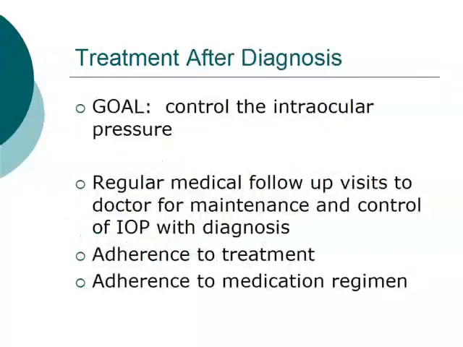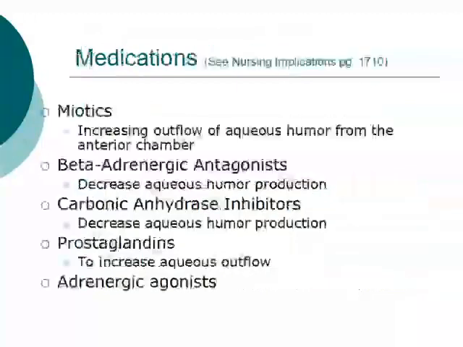The overall goal is to control the intraocular pressure and bring it back to a normal value. The way that's going to be done is through regular medical follow-up visits to the doctor, and making sure the patient is following through and being compliant with taking the eye drops and those types of things so that the patient does bring down that pressure. Medications are listed on the next slide. These are typical ones used to treat glaucoma. The patients will be tried on whichever particular medication seems to work the best for them.